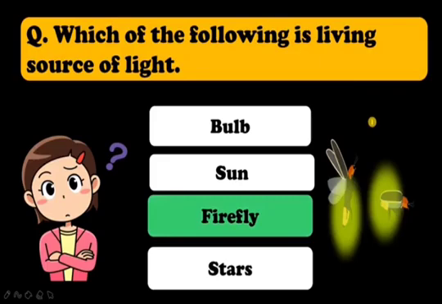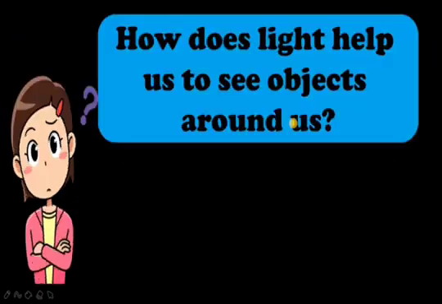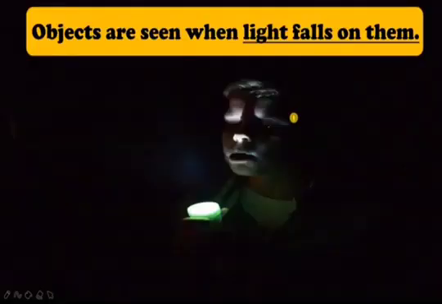And children, now let's move on to the next topic. How does light help us to see objects around us? If you want to see an object which is in the dark, how can you see it? Objects are seen only when light falls on them. When you are standing in a dark room, other people cannot see you. But when you switch on the torch on your face, that will reflect to the next person and the person can see you very easily.